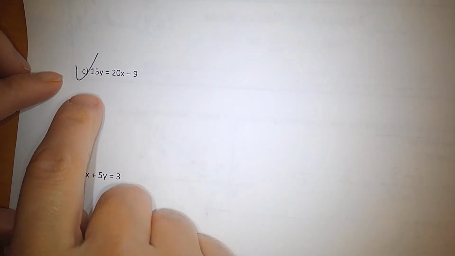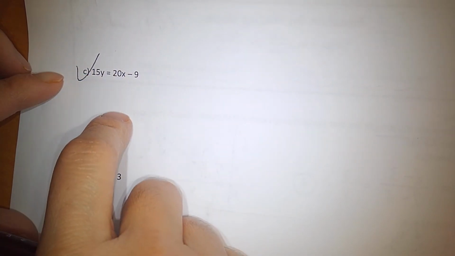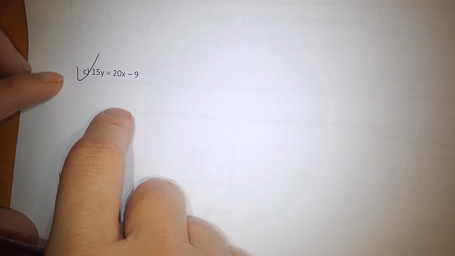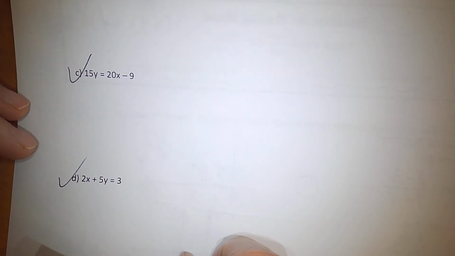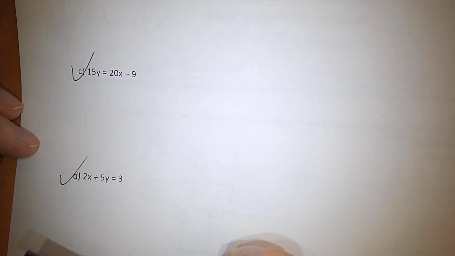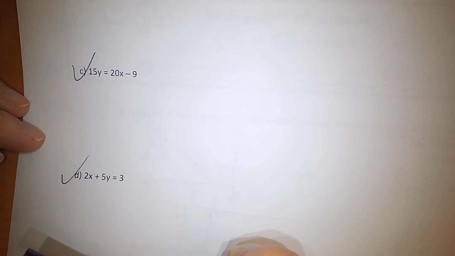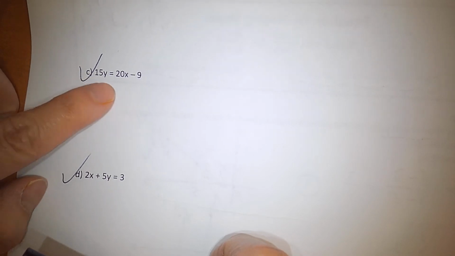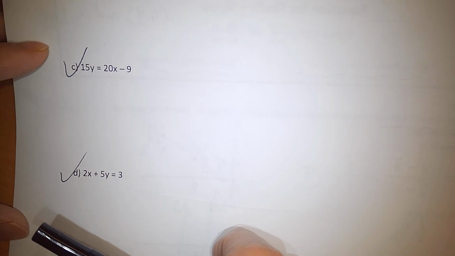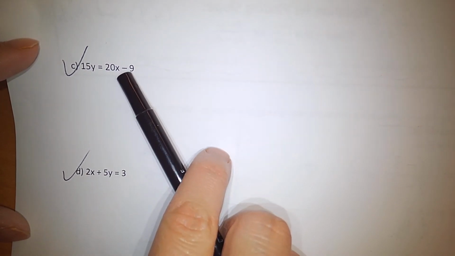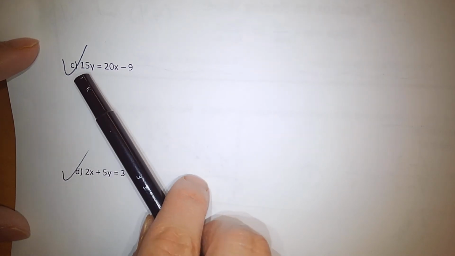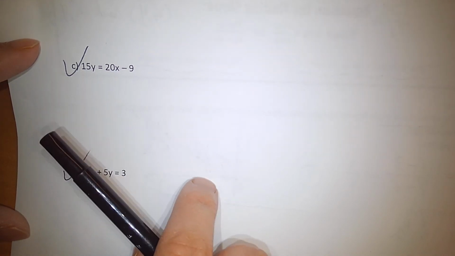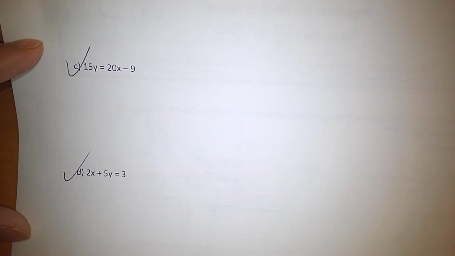15y equals 20x minus 9. Find the slope of this line by finding 2 points that satisfy this equation. I think we did the practice last time, section 3.1, 3.2. To check whether a point satisfies this equation, what should we do? Find some x values, plug in, and then solve for y, or find a y value, plug in, and then solve for x. So how do you find the 2 points?